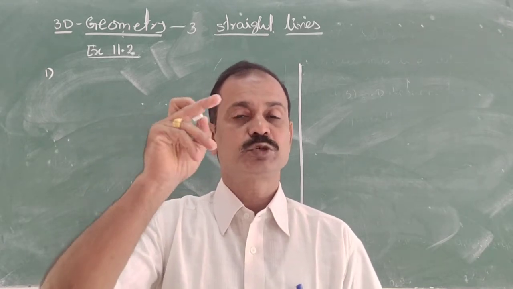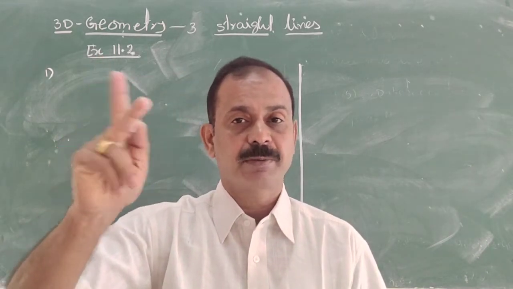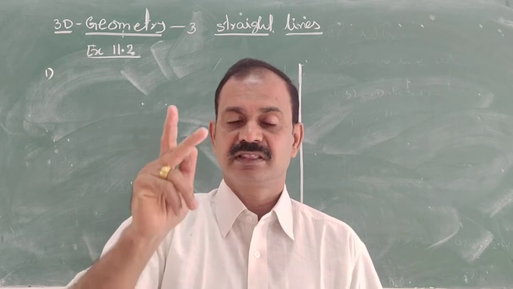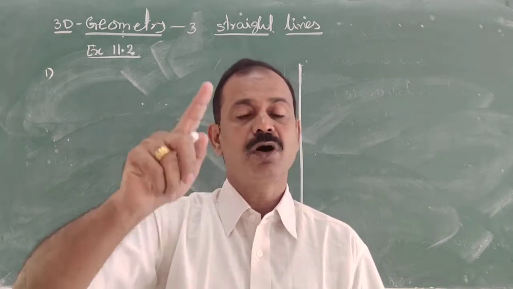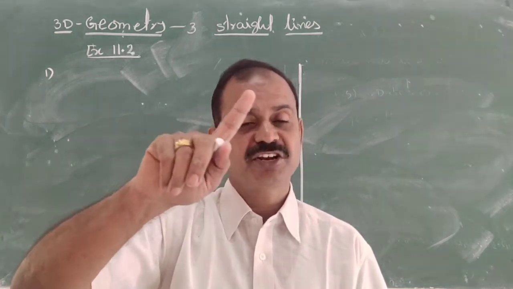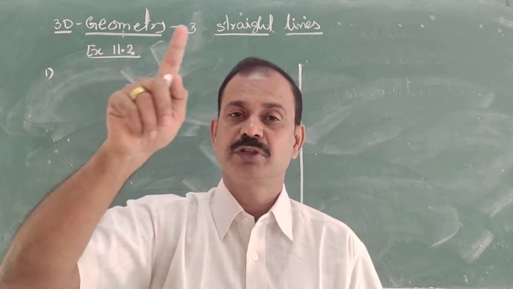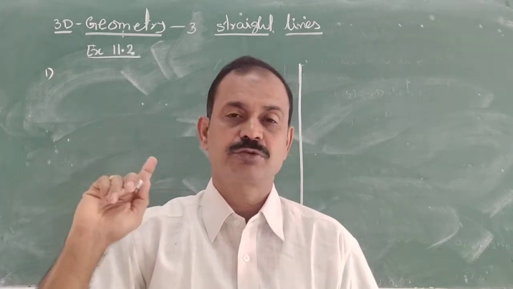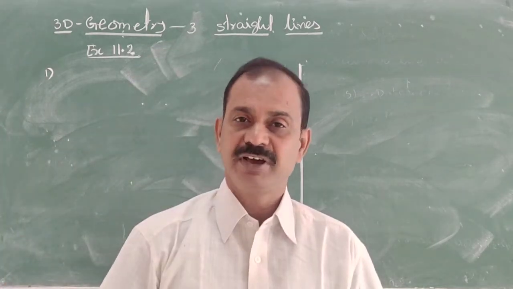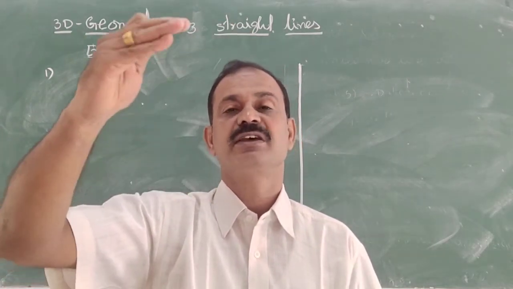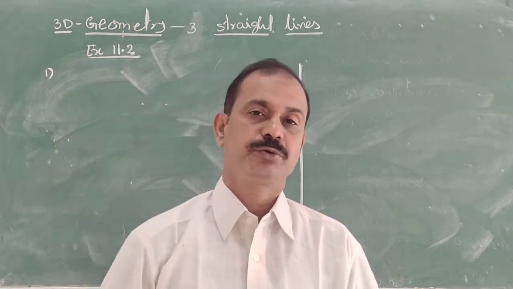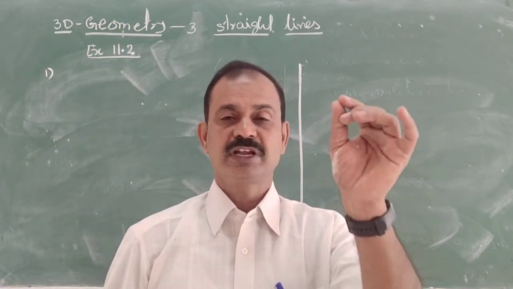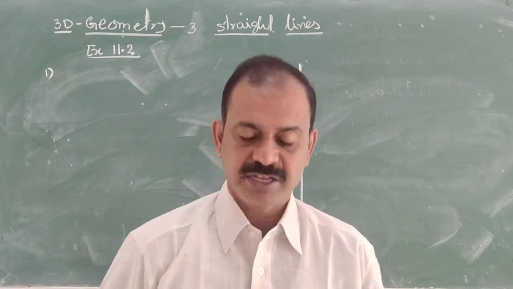Whenever we say that two lines are mutually perpendicular, then the sum of the products of direction ratios is equal to 0. That is a1 a2 plus b1 b2 plus c1 c2 is equal to 0. When DCs are given, l1 into l2 plus m1 into m2 plus n1 into n2 is equal to 0. So that is the condition for perpendicularity.